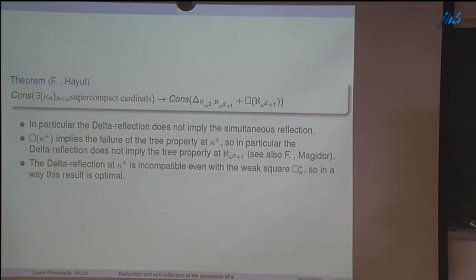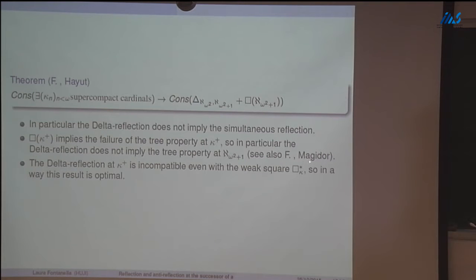And also, if you are familiar with the tree property, which is just the generalization of Koenig's lemma to uncountable cardinals, this is also another compactness or reflection principle. And Todorcevic's square implies the failure of the tree property. So in this model you have the failure of the tree property at aleph omega squared plus 1. And that means, again, that the delta reflection doesn't imply the tree property at aleph omega squared plus 1.